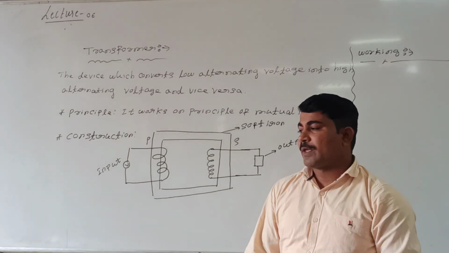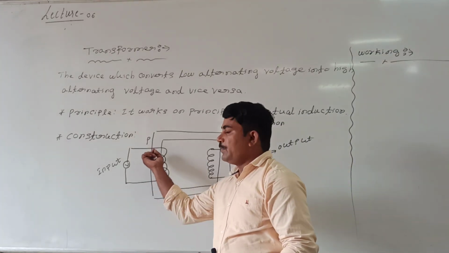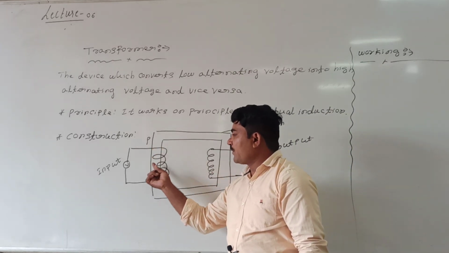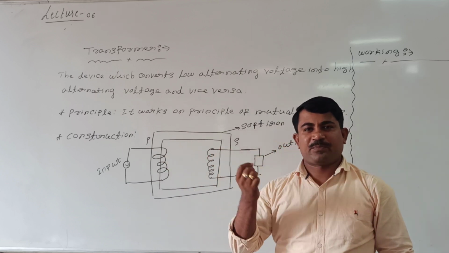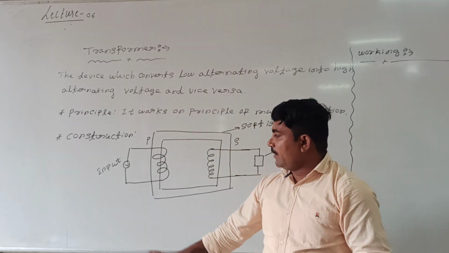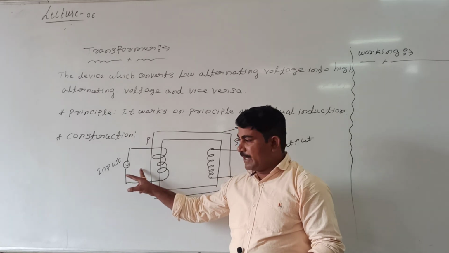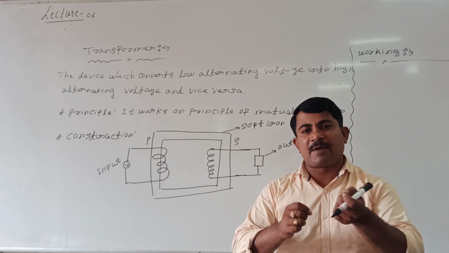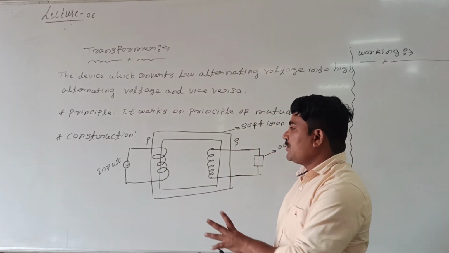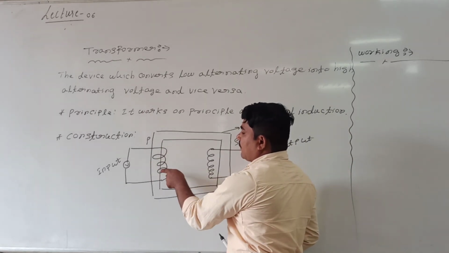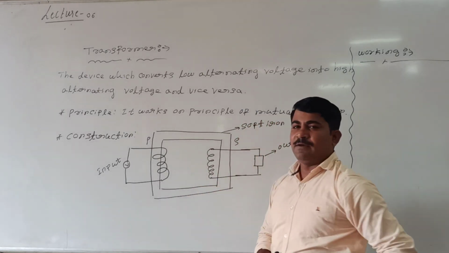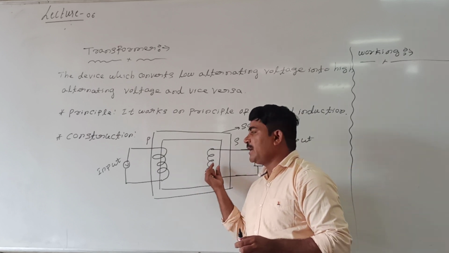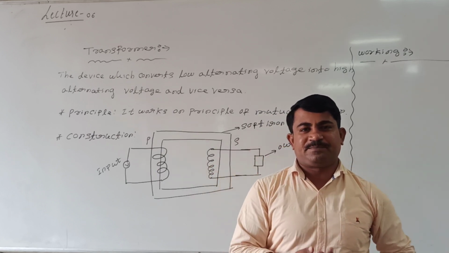We know that whenever alternating input voltage is applied to the primary coil, the magnetic flux linked with the primary coil changes. What I am saying? When input alternating voltage is applied, due to the change in current, the magnetic flux linked with the primary coil changes. That changing magnetic flux affects the secondary coil, so that in the secondary coil an EMF is induced.